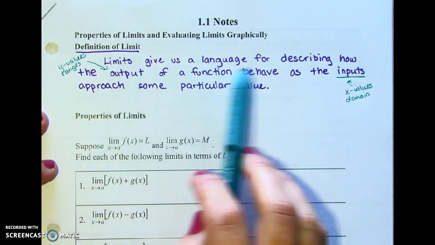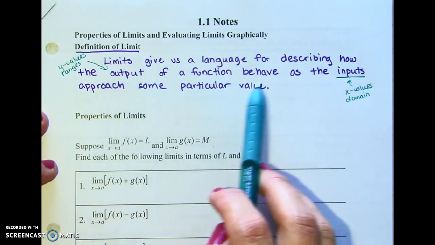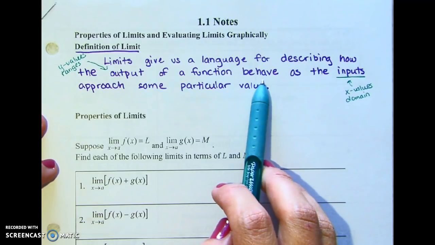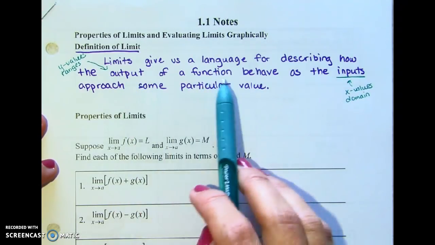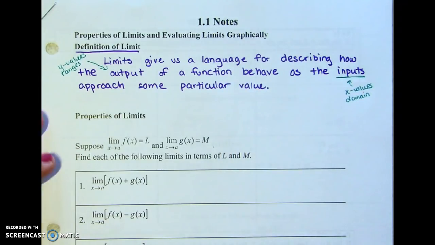Limits give us a language for describing how the output of a function behaves. How the output of a function behaves as the inputs approach some particular value.